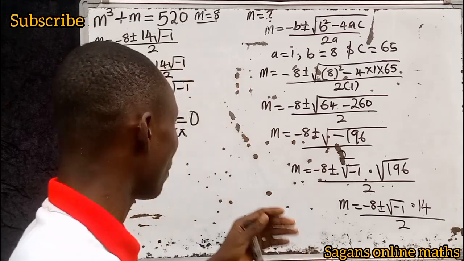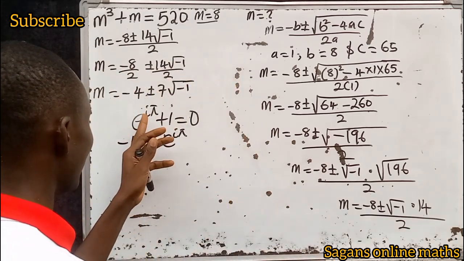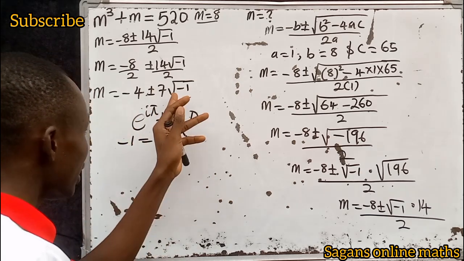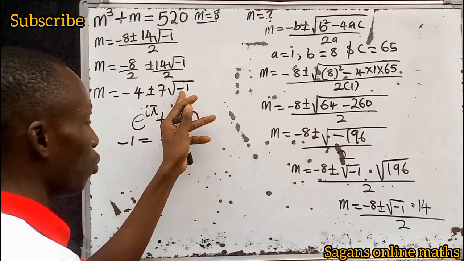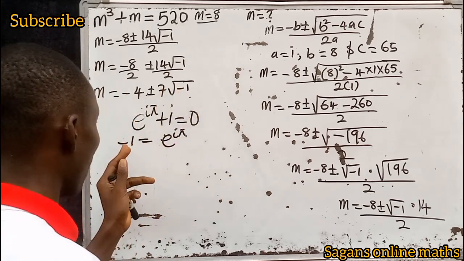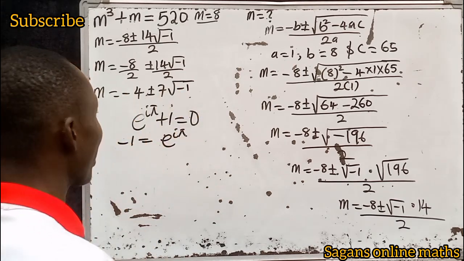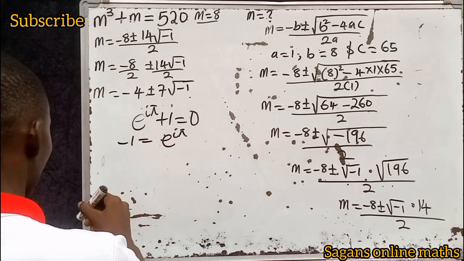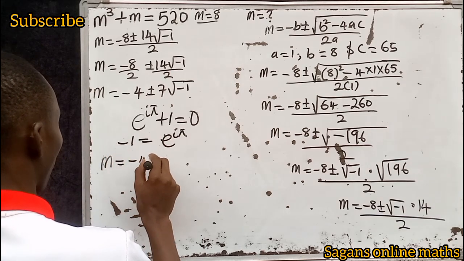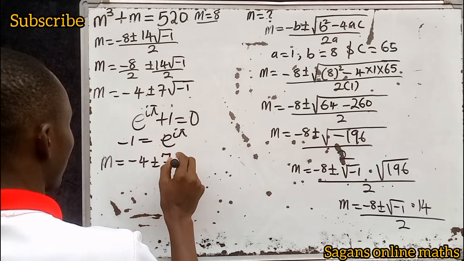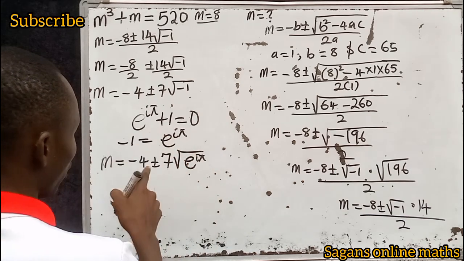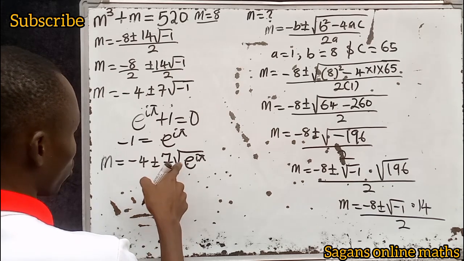You see that all the fundamental aspects are here: the e, the i, the pi, the 1, the 0. So this is Euler's identity. Are you seeing this minus 1 here? We are not wrong in any way if we decide to write e to the power of i pi in place of minus 1. As you can see, minus 1 is equal to e to the power of i pi. It means that our m is equal to minus 4 plus or minus 7 root e to the power of i pi.